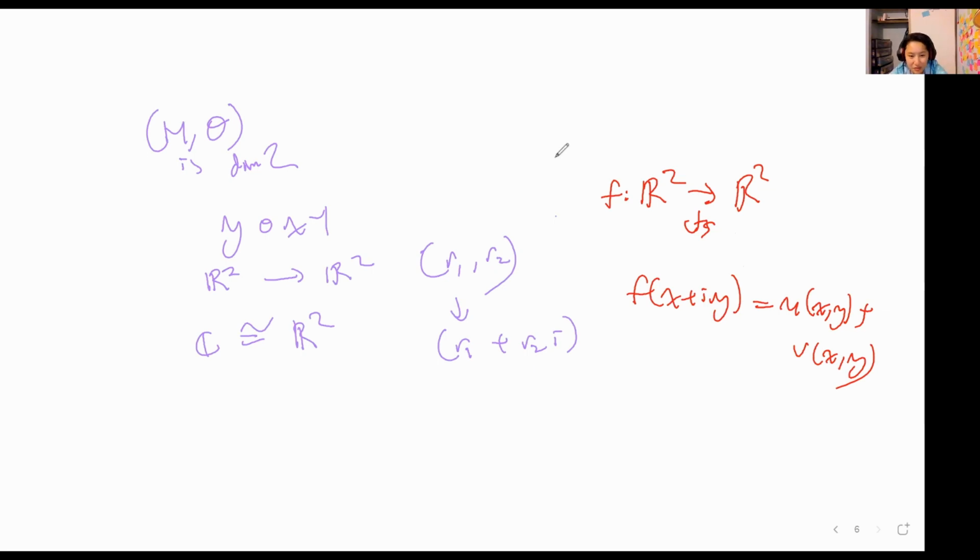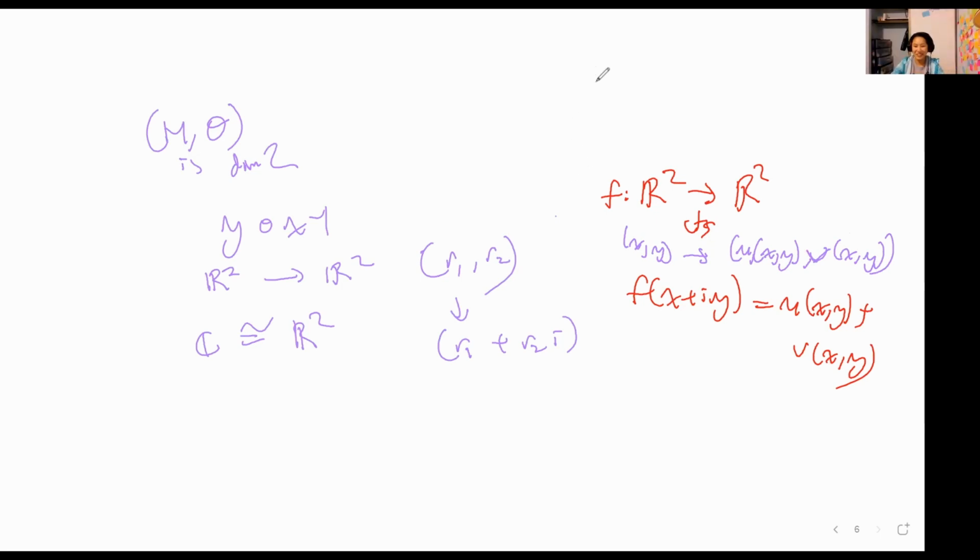So it goes from xy. Yeah, so the R2 to R2 goes from xy, let's say, to u of xy, v of xy. I guess this u and v are just the components of the f, that goes to each dimension, right?